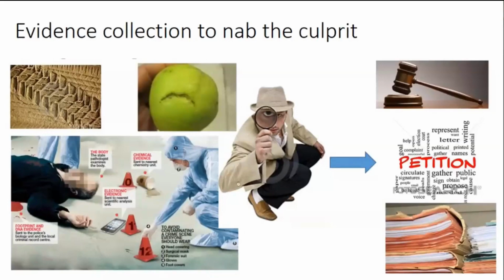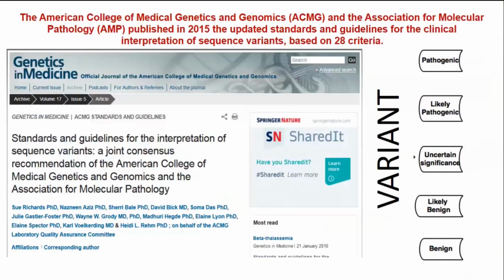Now you have collected all this evidence, but this is like a detective collecting evidence, and a detective cannot make a final judgment. There is a judge sitting there who will go through all the evidence and ultimately decide. So after being a detective collecting evidence, now you need to become a judge. And for you, the constitution given is the ACMG guidelines that were released almost in 2015. Since 2015, they have stood the test of time. We are still using them.